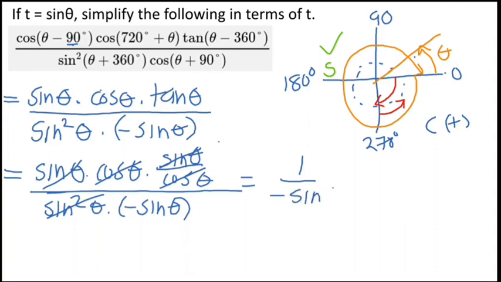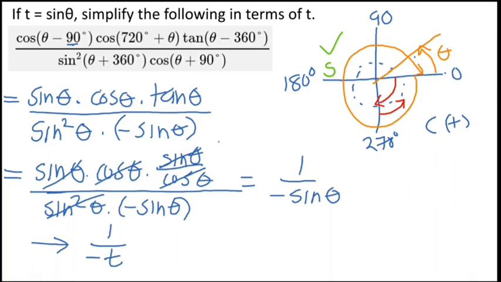I remain with minus 1, with 1 over minus sine theta. Okay. Now we said t is equal to sine theta. Since t is equal to sine theta, therefore, we can now simplify this to 1 over minus t. Okay, so the expression simplifies to 1 over minus t.